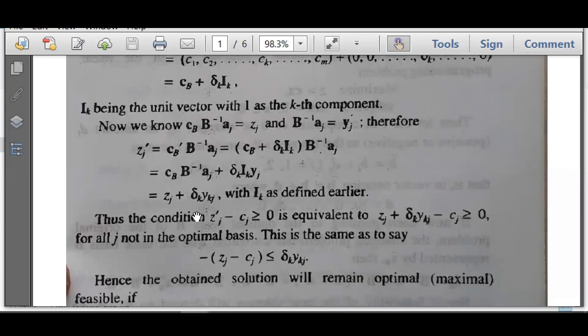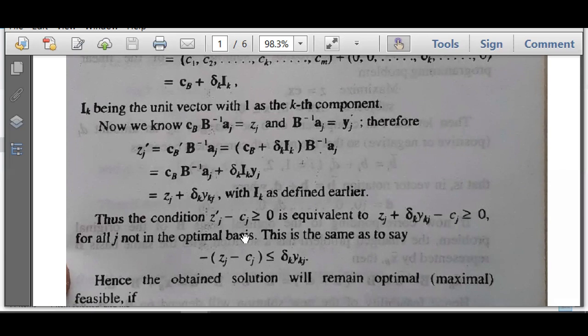Thus the condition we now impose is Zj dash minus Cj greater than or equal to 0 because of the non-basic optimal solution part. So Zj dash is this expression, minus Cj greater than or equal to 0. Altogether, if you put it together, you get this for all j not in the optimal basis.